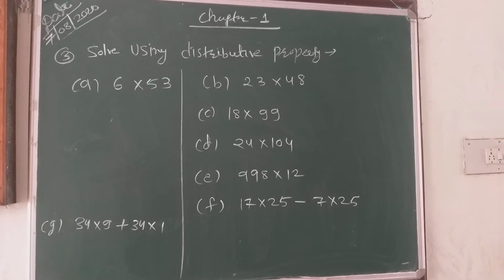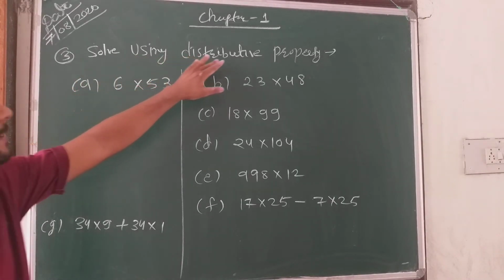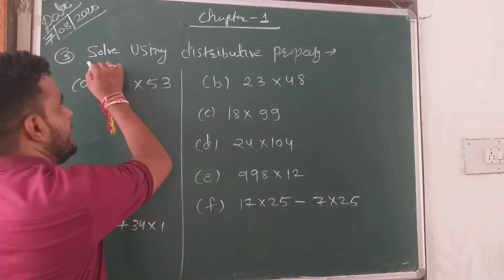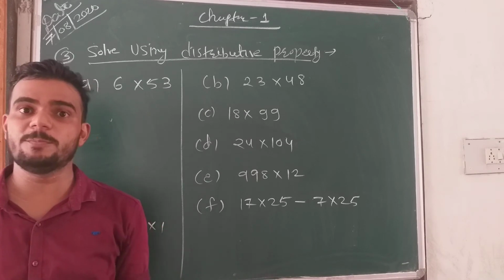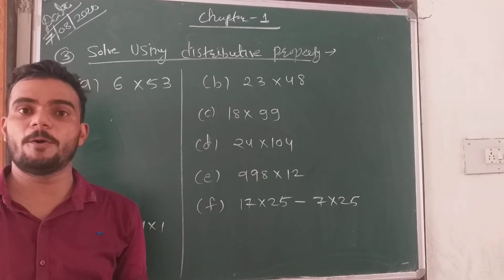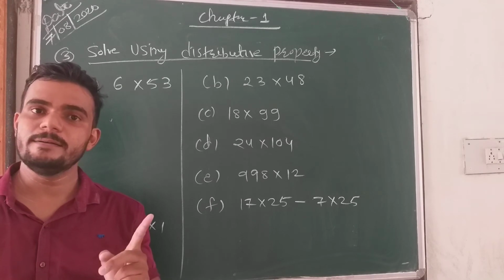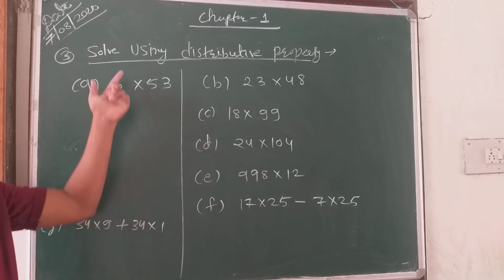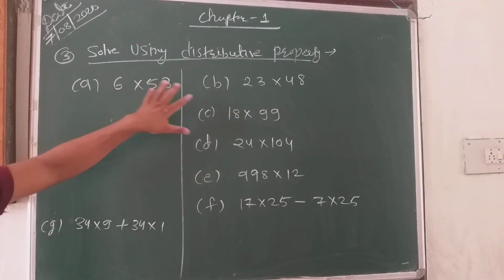Okay, so in the third question, solve using the distributive property. It means you have to use the distributive property. There are two types of distributive property. Distributive property is valid for addition and subtraction. So just see the questions and afterwards solve.